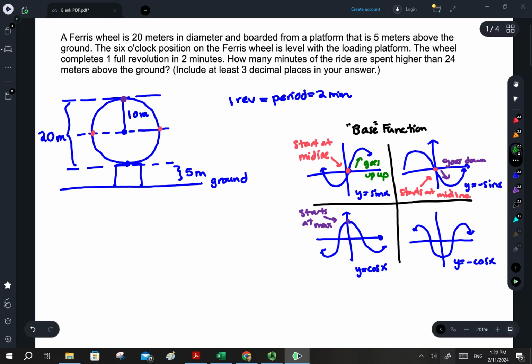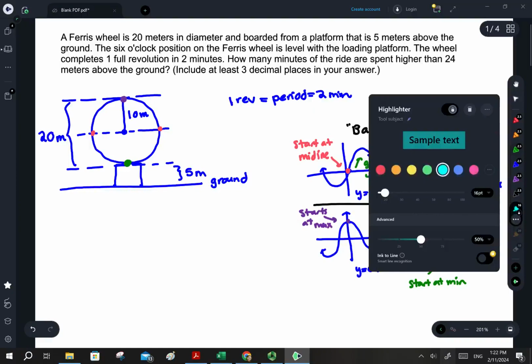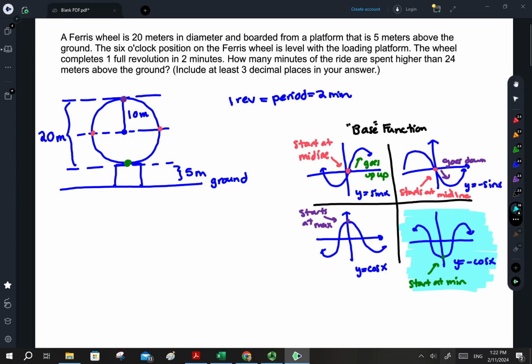But if we finally look at our y equals negative cosine graph, that does start at the minimum. It has a local minimum on the y-axis, and that is what our graph should look like, because the passengers, again, start the ride at the bottom of the wheel, so we want the trig function that starts at its minimum. So that means that we're going to use y equals cosine with a negative coefficient.